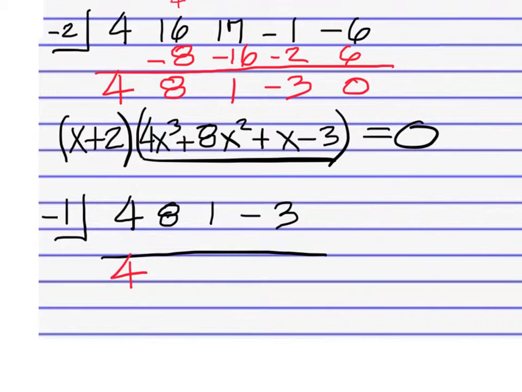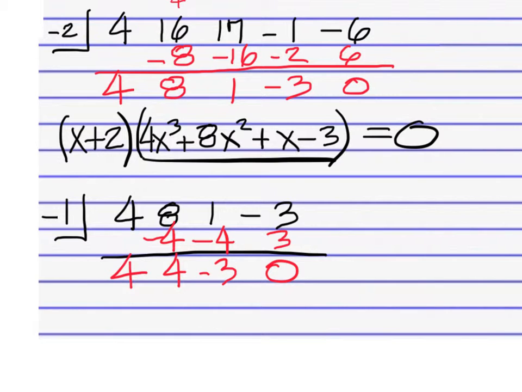Drop the 4. Multiply to get negative 4, add to get 4. Multiply by negative 1 to get a negative 4, and then add to get a negative 3. Multiply by the negative 1 to get a positive 3, and we end up with 0. So again, it comes out even.